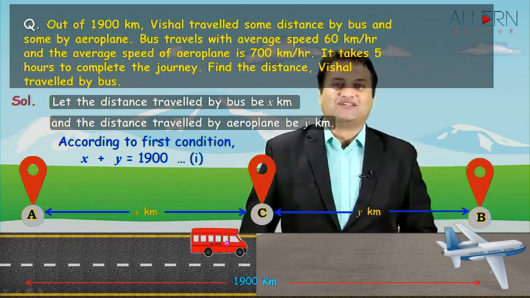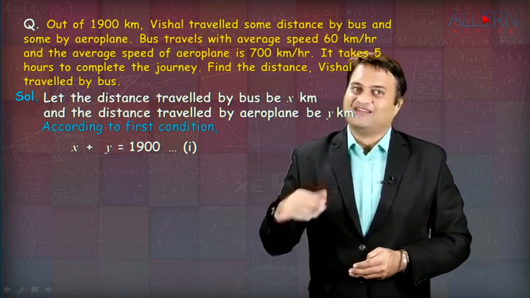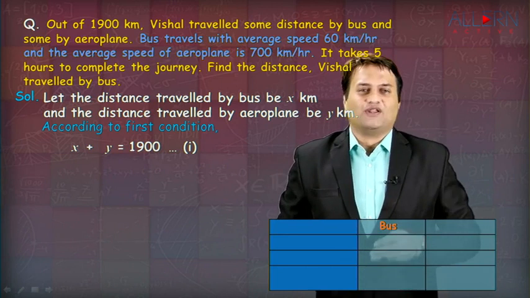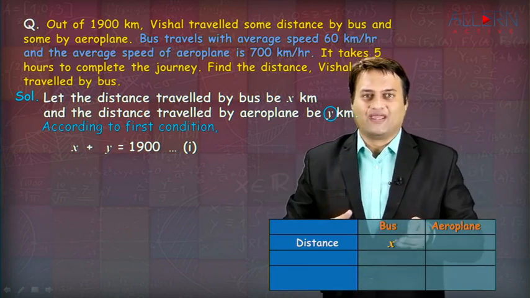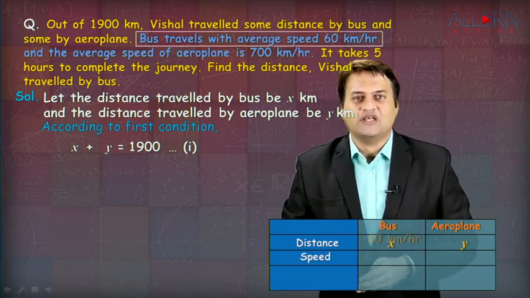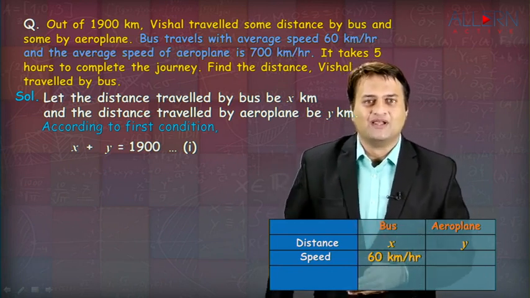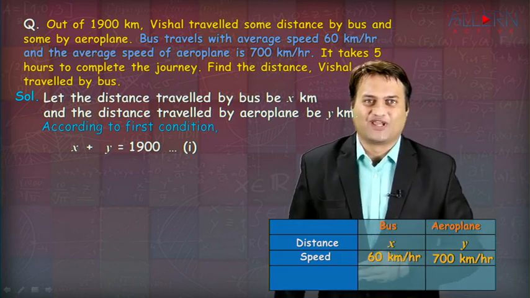The second condition would definitely be on the basis of time because that remains, and for that the speed is already given to us. So the speed of the bus is already known, the speed of the aeroplane is also already known. So let's use the formula and get the time taken by the bus and the time taken by the aeroplane. Let's do it. Speed of the bus is given as 60 kilometers per hour, as you all can see in the table. Speed of the aeroplane is given as 700 kilometers per hour, as you all can see in the table.